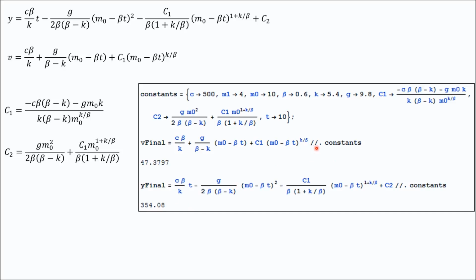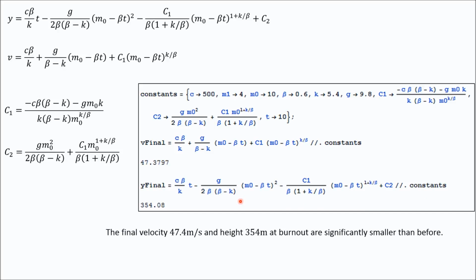This /. constants just means take this expression and make the substitutions given by constants, where constants is this list of substitutions. And the same was done here. So our final velocity is this and height is this. You can take a look at what they were before. I believe the rocket went thousands of feet in the air when we did not take air resistance into account. So air resistance is clearly, well, it can't be ignored.